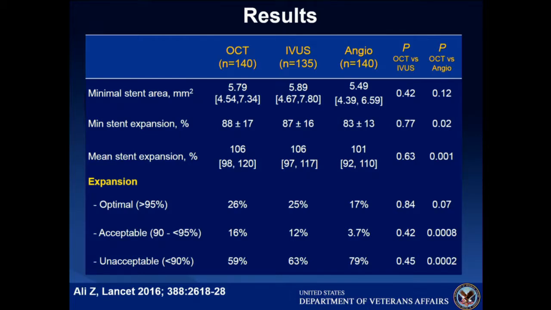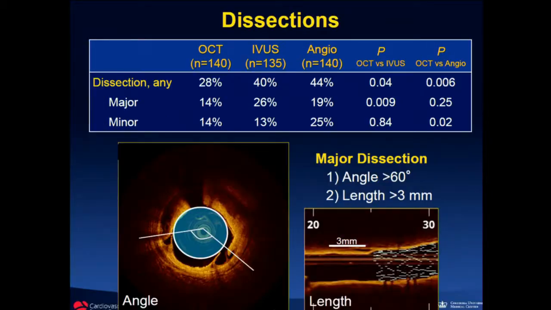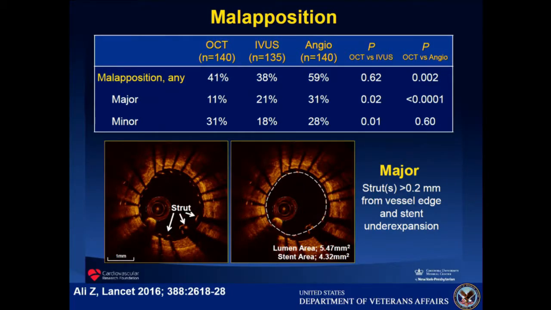And what they found was that for the primary endpoint, there was no difference in minimal stent expansion or extent of optimal or unacceptable expansion. So there's no difference there compared with IVUS, but both were superior to angiography. However, OCT did show a reduction in the number of untreated dissections, with a significant value against IVUS and a highly significant value against angiography. Especially in major dissections, these were reduced with the use of OCT. Stent malapposition was reduced with OCT compared with IVUS and angiography.